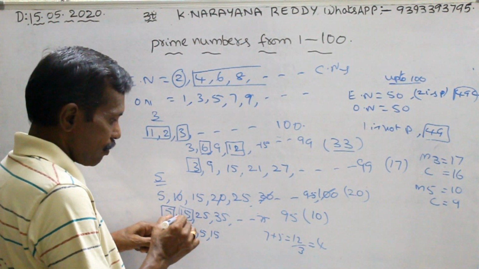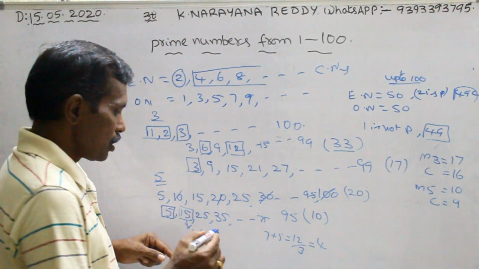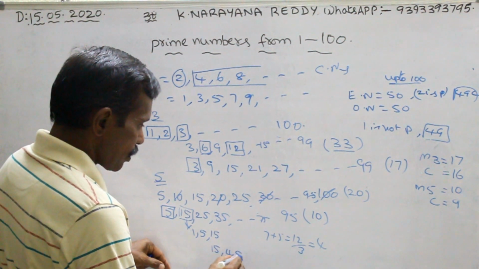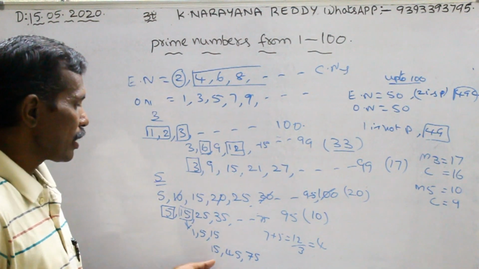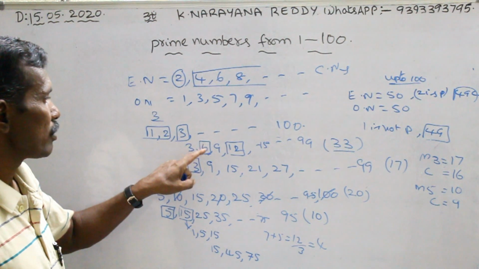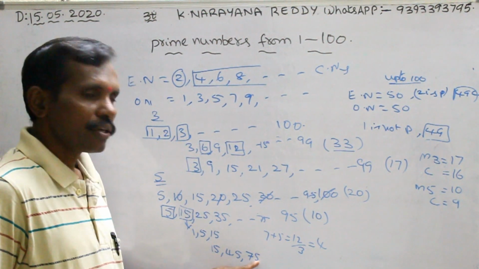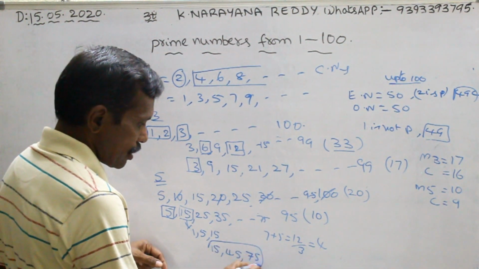15, it didn't take 15 here. And also 45. 4 plus 5 is 9. So 15, 45, 75. You didn't take these in this count. Why? Because these are also multiples of 3. Why? Because 3 5s, 3 15s, 3 25s. So we didn't take these 3 numbers in this count.